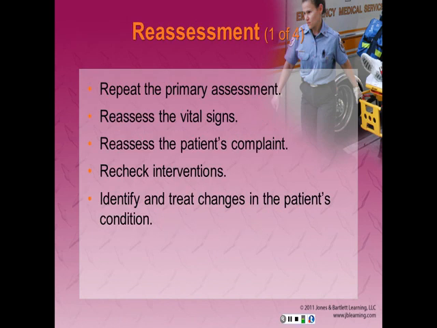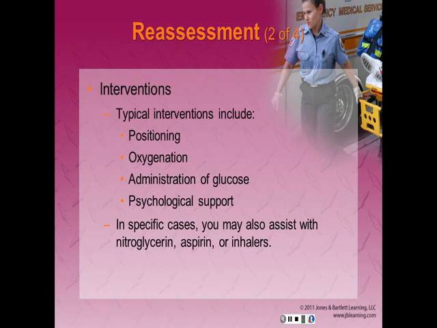Then you should reassess. You'll repeat your primary assessment, reassess the vital signs, reassess the patient's complaint, recheck all of your interventions, and identify and treat any changes in the patient's condition. Typically, your interventions include positioning, oxygenation, administration of glucose, and psychological support. In specific cases, you may also assist with nitroglycerin, aspirin, or inhalers.